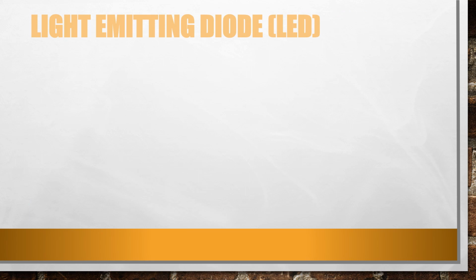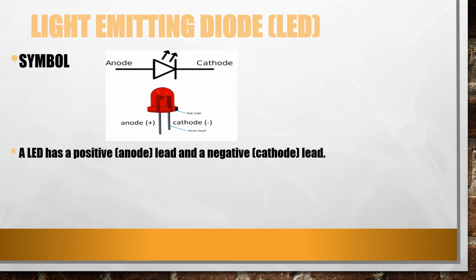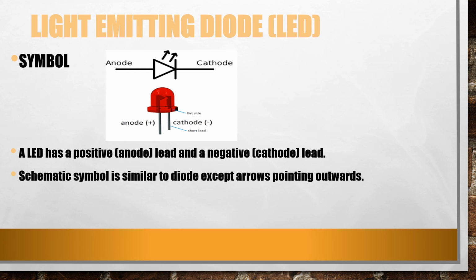Now we will understand the symbol of a light emitting diode. Look at this figure. A light emitting diode has a positive, that is anode lead, and a negative, that is cathode lead. As you can see, the schematic symbol of the light emitting diode is similar to the diode except for two arrows that are pointing outwards. The anode is marked with a triangle and the cathode is marked with a line.